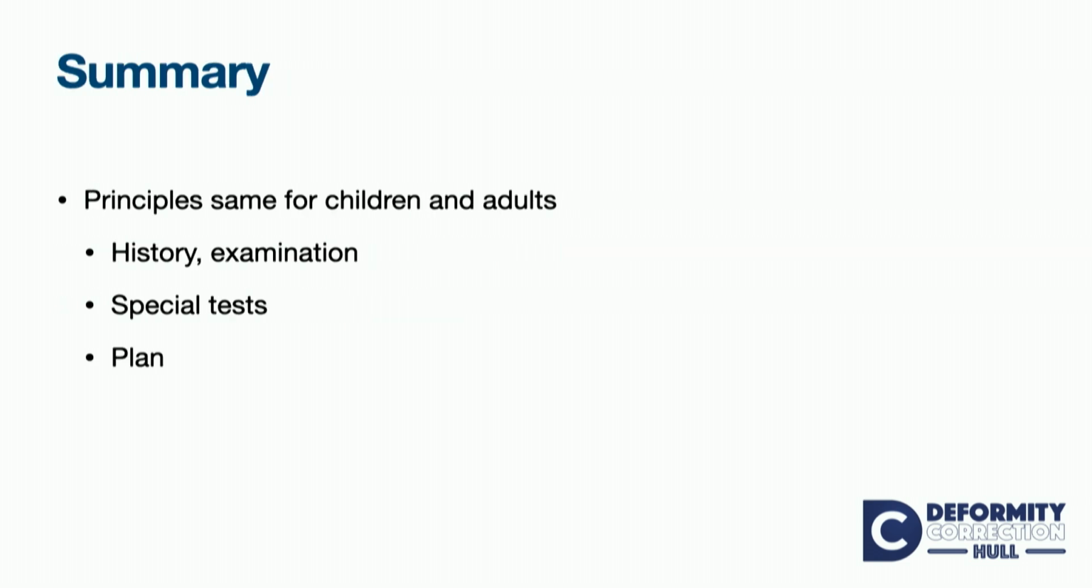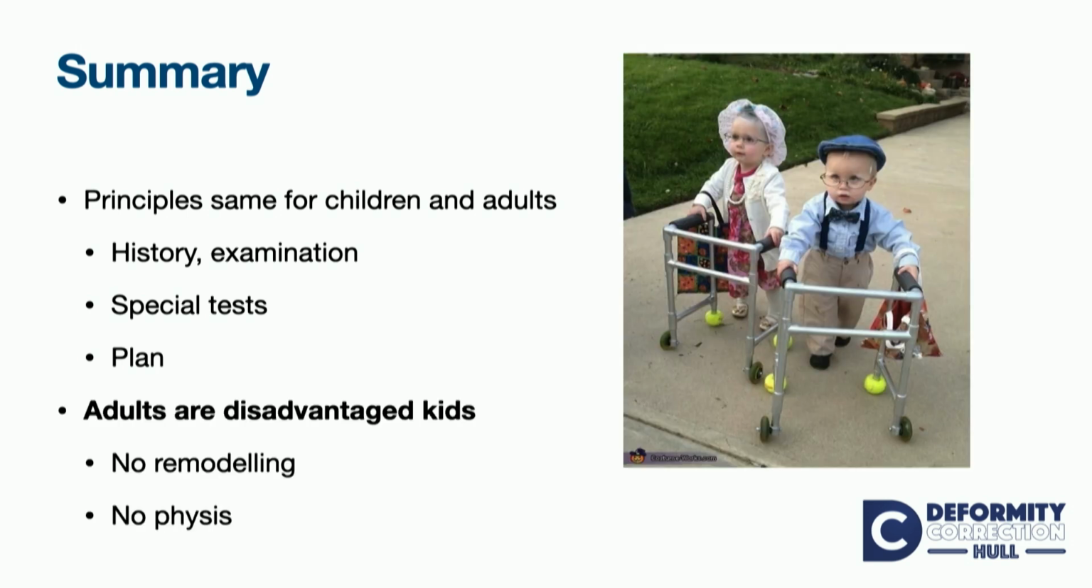So in summary, I think the principles are the same for kids and adults. It's history and examination, special tests, make a plan. And any of us who are paediatric orthopaedic surgeons know that adults are disadvantaged kids in many ways. I don't have a taxi driver. I don't have somebody cooking my meals. But also, they don't remodel and they don't have a physis. So I think kids can be a bit more forgiving.